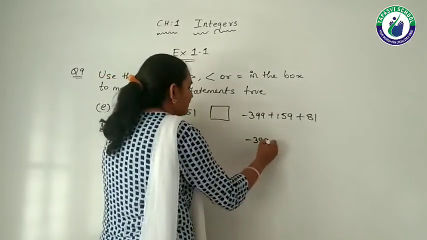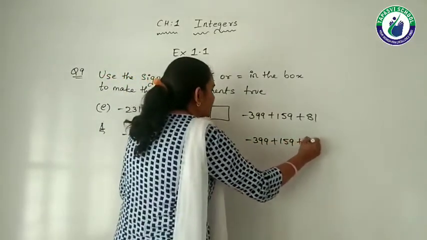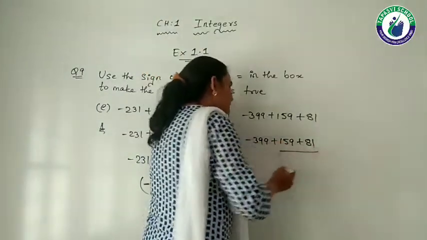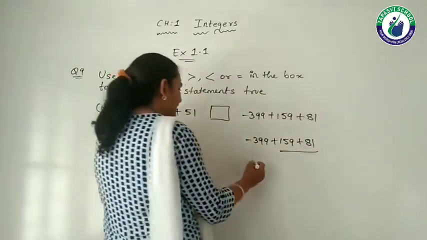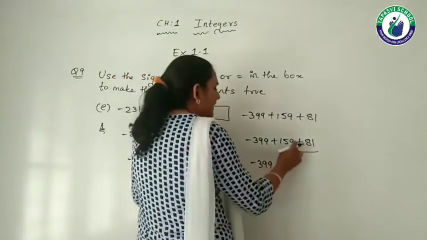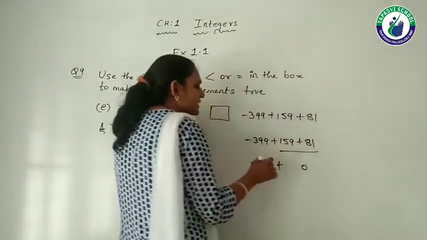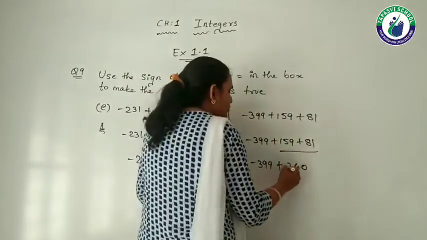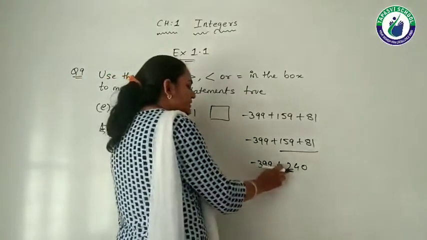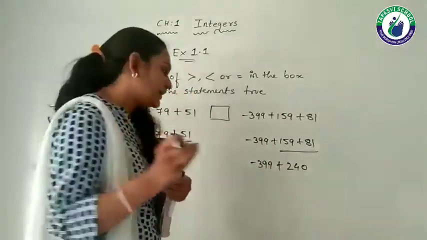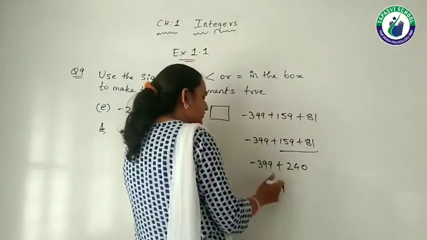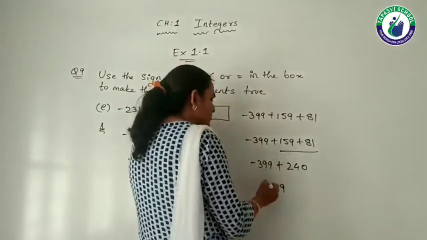Minus 399 plus 159 plus 81. Now these two numbers are positive numbers, right? So I am going to add them. So what will I get? 159 and 81. If I add, then I get 9 plus 1, it's 10. 1 plus 5, 6. 6 plus 8, 14. So I will get 240. Is it okay, students? Now this number is negative, this number is positive. So I am going to subtract them. So 9 minus 0, it's 9. 9 minus 4, it's 5. And 3 minus 2, it's 1.